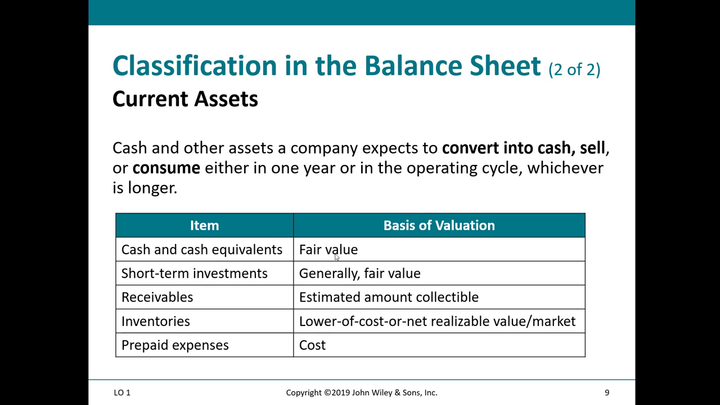So cash and cash equivalents are shown at their fair value, their nominal value. Short-term investments are shown at generally the fair value, which is normally the market value. Receivables are shown at the full amount less the amount estimated to be uncollectible, so the amount shown for receivables is the amount that you actually expect to collect. Inventories are shown using LIFO, FIFO, or average cost, but even then, if the inventory value has declined, you will show it at a lower value in that case. And finally, prepaid expenses are shown at their amortized cost.